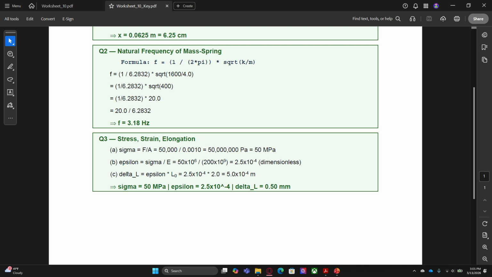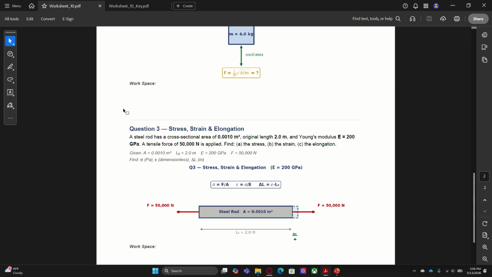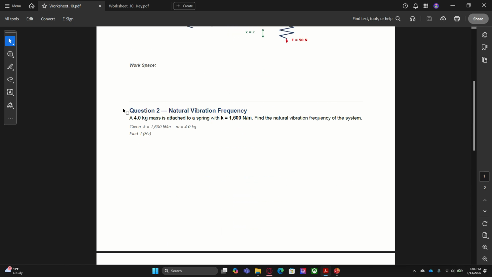Now our change in length, delta L, will equal the strain times the original length. So 2.5 times 10 to the negative 4 times 2 meters equals our change in length, 5 times 10 to the negative 4 meters. And that concludes our review for our lesson 10 topic.